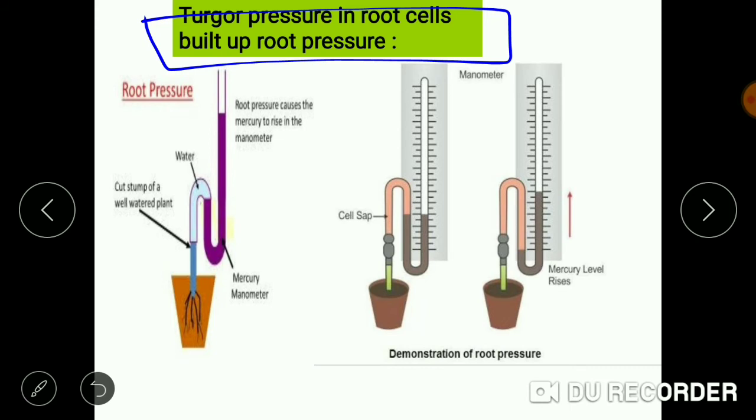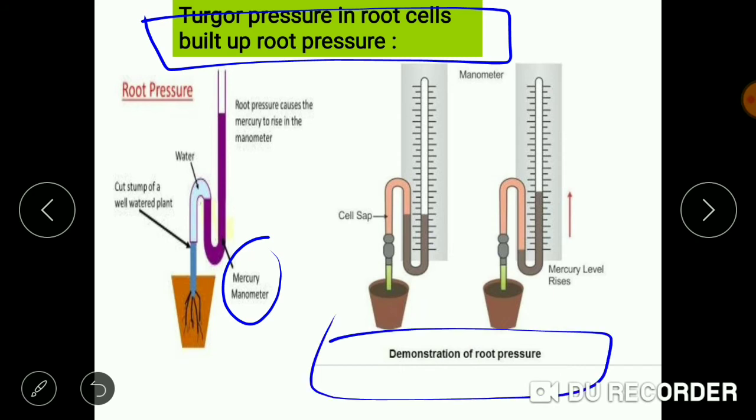So, this is the manometer which they have used to measure the root pressure. So, this is a complete demonstration of root pressure. Firstly, let us talk about how they have demonstrated. They have taken a plant and they have cut the stem of a well-watered plant. Now they have attached the manometer to it. On one side of it, water is filled. On the other side, the manometer is completely filled with the mercury content.